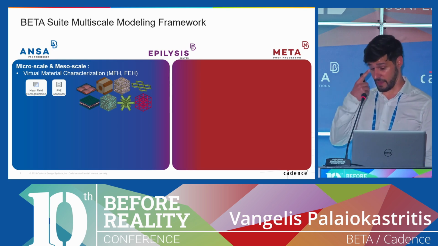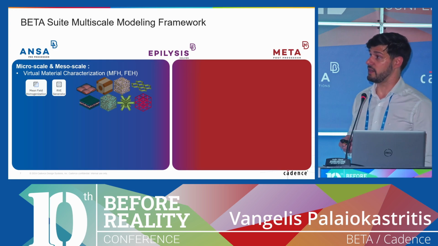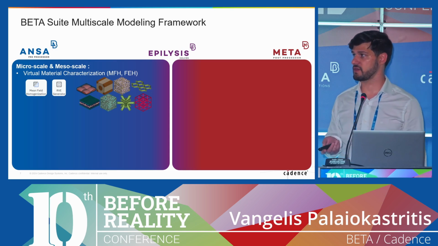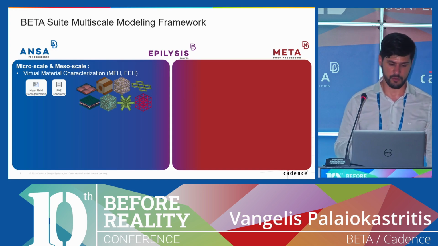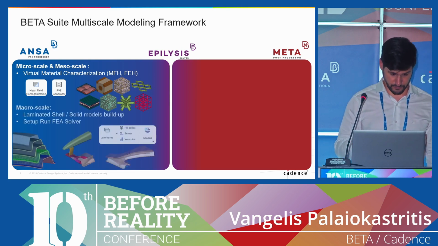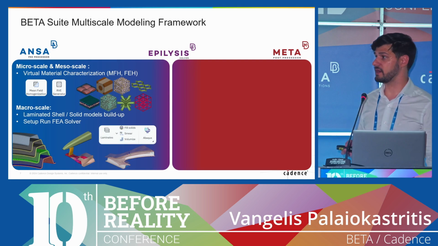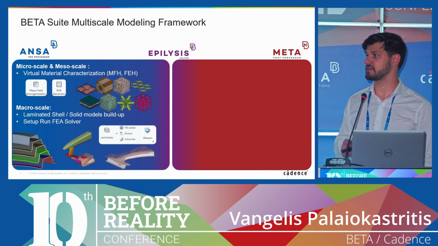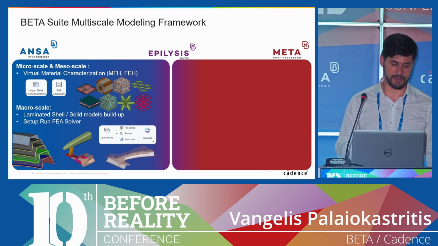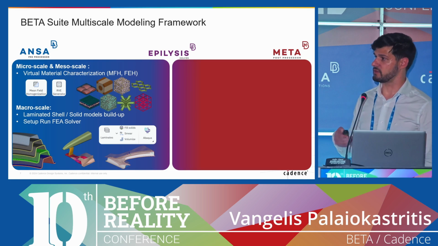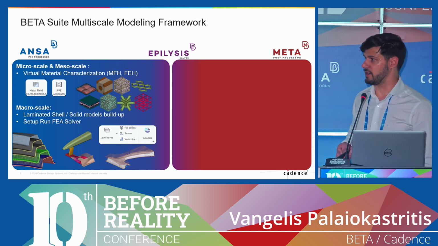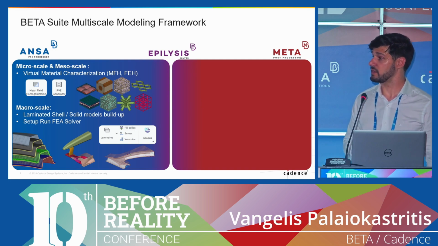So starting from the ANSA preprocessor, there are tools for the virtual material characterization for both mean field homogenization and FE homogenization methods. And at the macro scale, there are dedicated tools that allow the user to build laminated cell and solid models, and of course set up analysis for all major structural solvers.